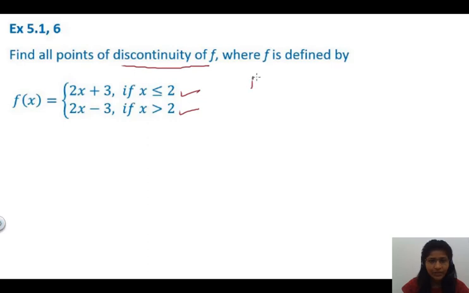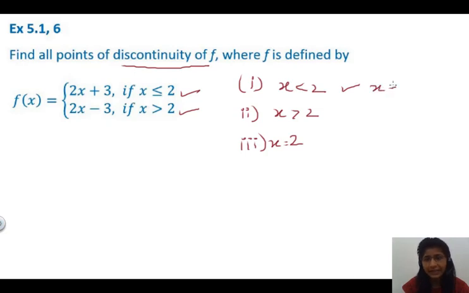Now, first we have to check x less than 2. Second, we have to check for x greater than 2. And the third one, we have to check at 2. Correct. Now see, some of the students get confused when I say x less than 2 or I say that x is tending to 2 minus. There is a huge difference between the two things.